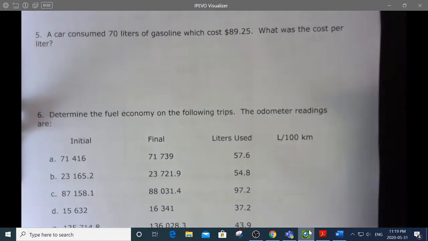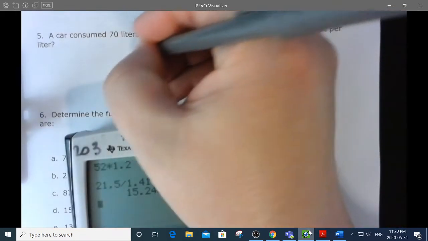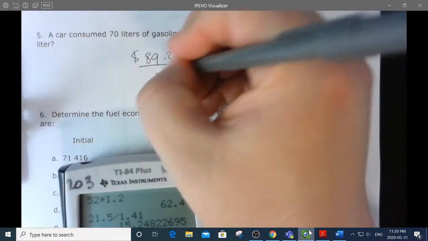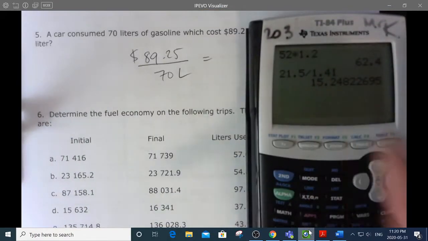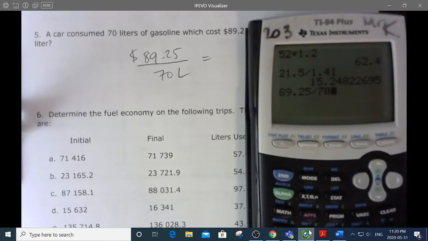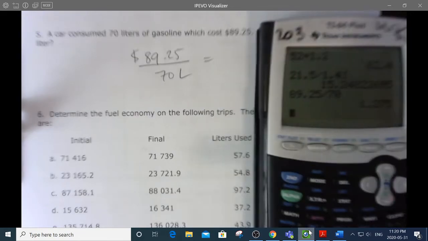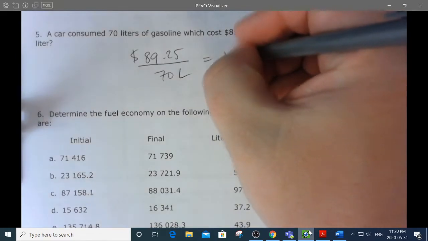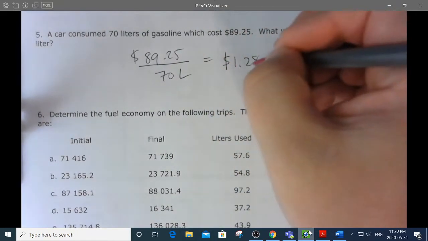Okay, a car consumed 70 liters of gas, which cost $89.25. The cost per liter is, get it, cost per number of liters. So that's 89.25 divided by 70 equals 1 point, and we need to round this to money, so to dollars and cents. So I could say that actually is $1.28 per liter.